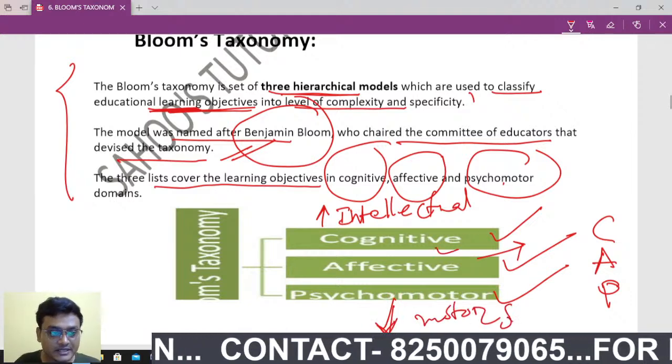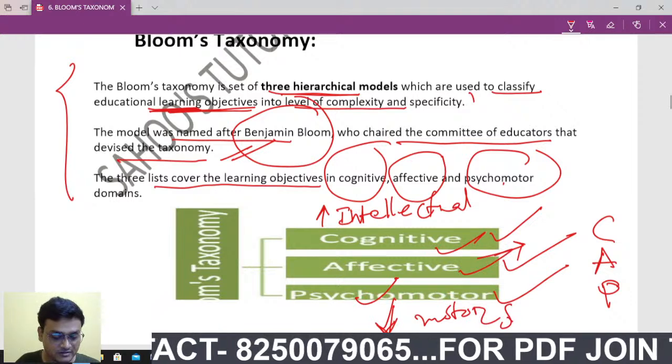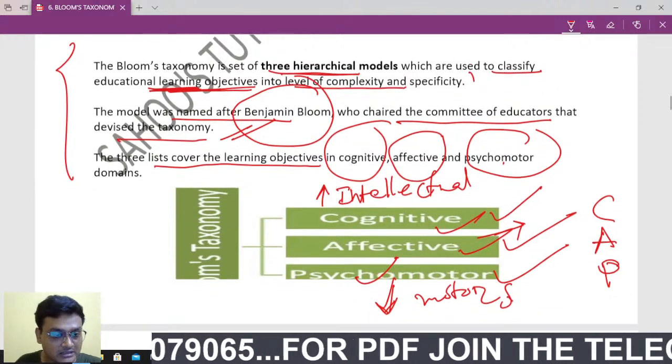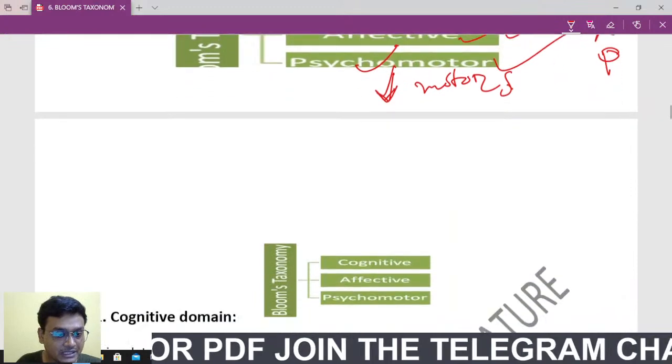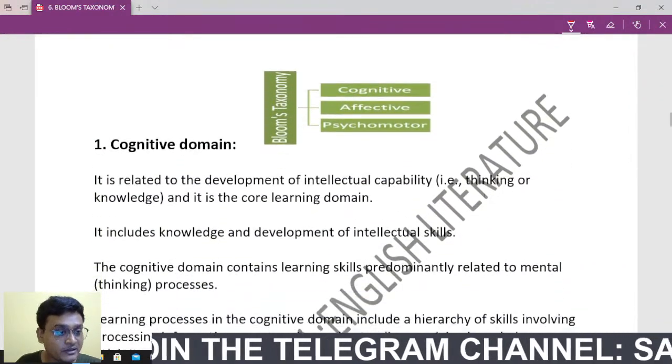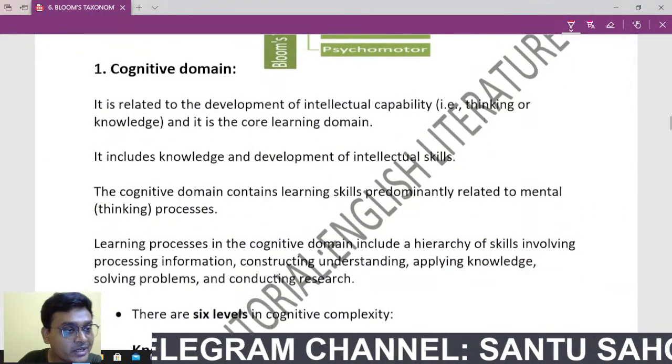So cognitive, affective and psychomotor. Okay, let's remember this. And here you see that the first domain is the cognitive domain. And what I was saying, what is the cognitive domain?